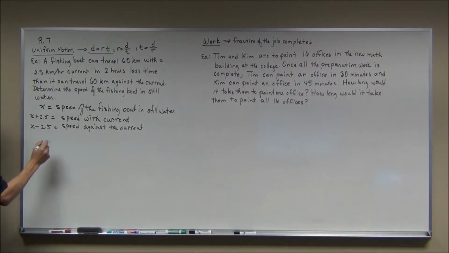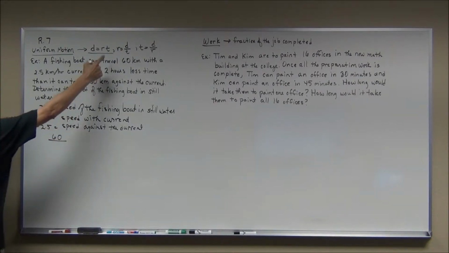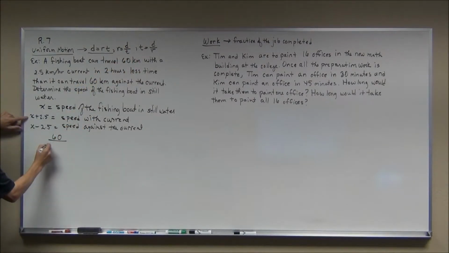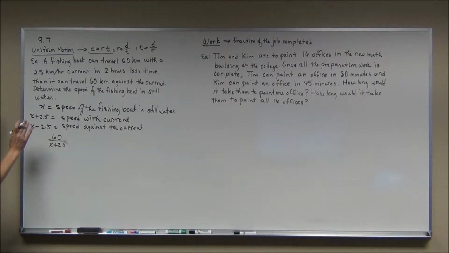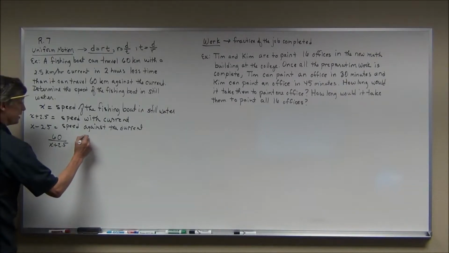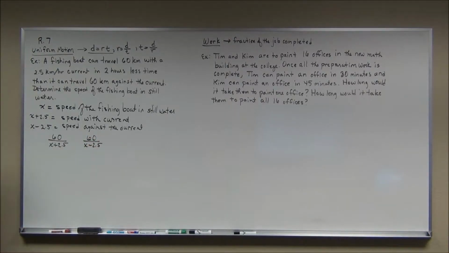So I think you'll also agree that 60 divided by x plus 2.5, distance divided by rate, would be how long it takes for the fishing boat to travel with the current. Because x plus 2.5 is a faster amount, a bigger number, this is going to be a smaller amount overall. And 60 divided by x minus 2.5 would be the time that it takes for the boat to travel against the current.